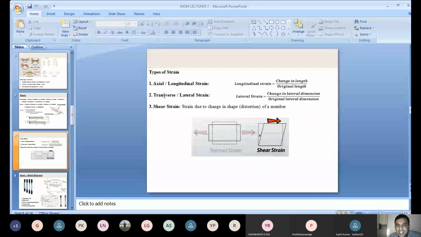The second strain is called transverse or lateral strain. Why do you call it lateral? If you are applying a tensile load along the length direction, that is the length direction L.